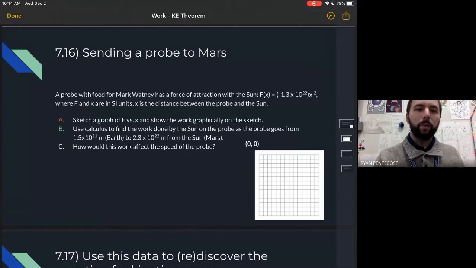Hi everyone. So today we are going to talk about the work kinetic energy theorem. So we'll start with a problem here. This is sending a probe to Mars. We're going to start here to show how work can affect velocity, right?